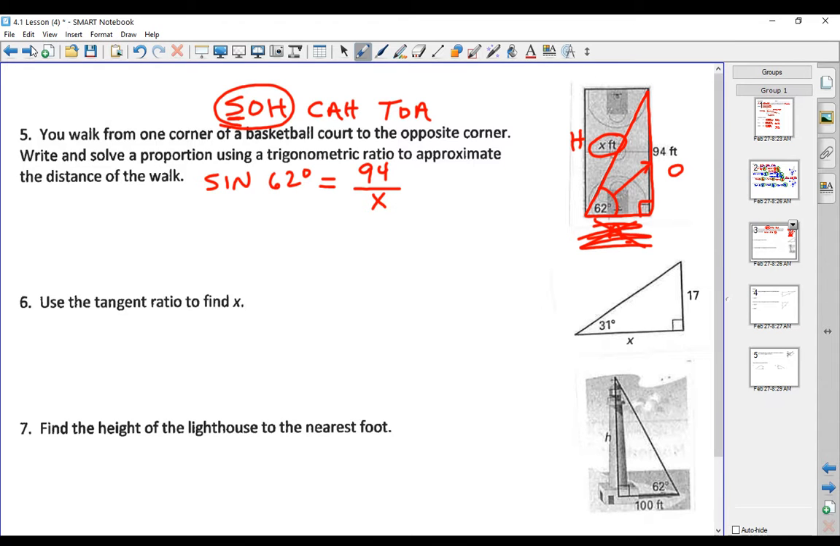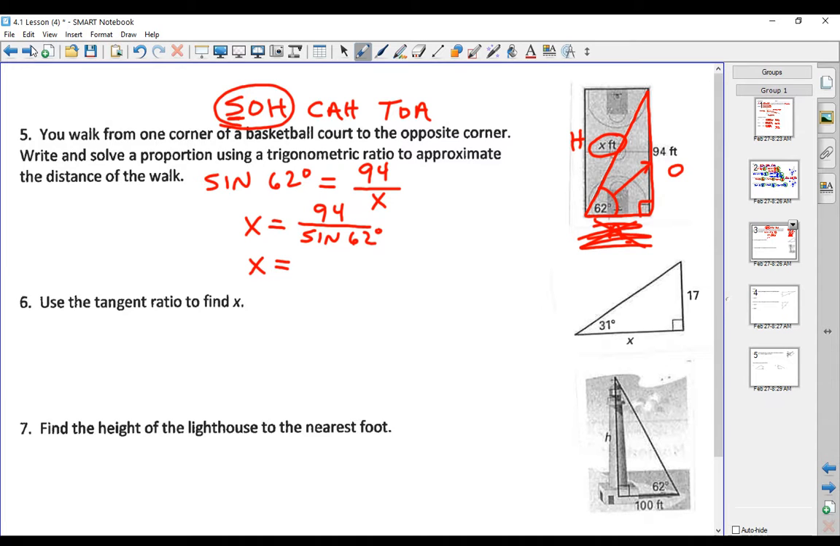Now I want to solve for x. Here's a little mathematical trick that you should be aware of. When we have a fraction with a variable on the bottom equal to something, you can switch those two things around and still have a true statement. So I can take this x and switch it with the sine of 62 degrees, and this equation will still be true. So this is going to give me x is equal to 94 over the sine of 62 degrees.